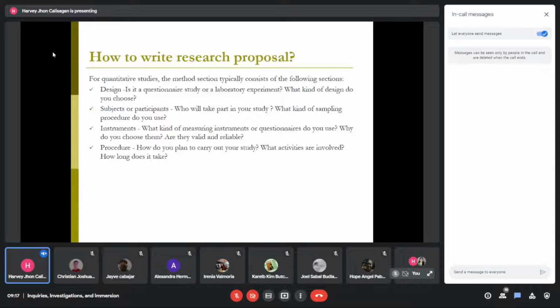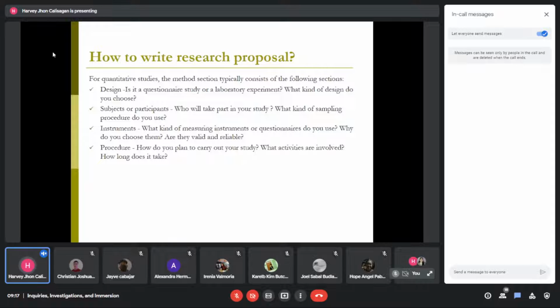For example, we have the design. Is it a questionnaire study or a laboratory experiment, and what kind of design did you choose? If you talk about design, whether the design you're creating is about conducting a survey, or you're trying to get information from your participants, or you want a study that is more broad or more specific and has scientific involvement, then we can actually create our own design.